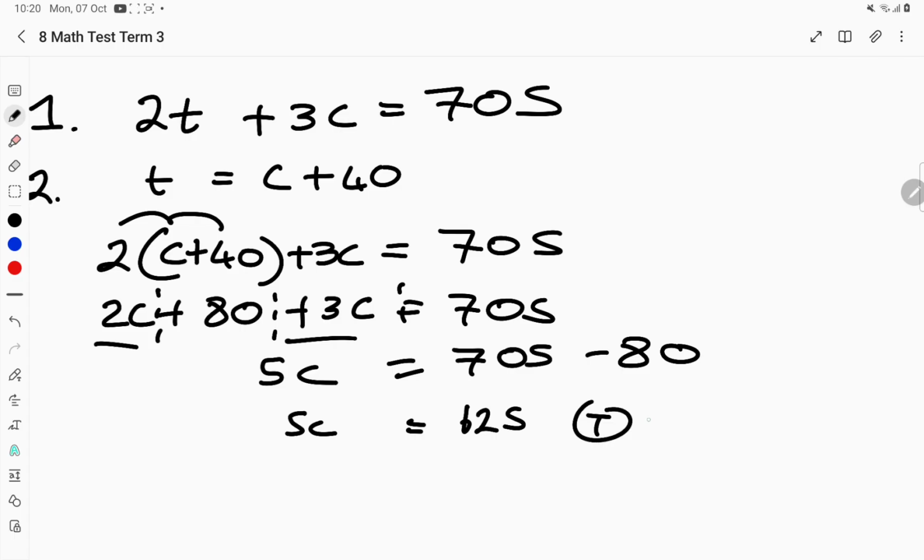Divide all terms by 5, the coefficient of that C. And we get C is equal to 125. So 1 chair costs 125 Rand.